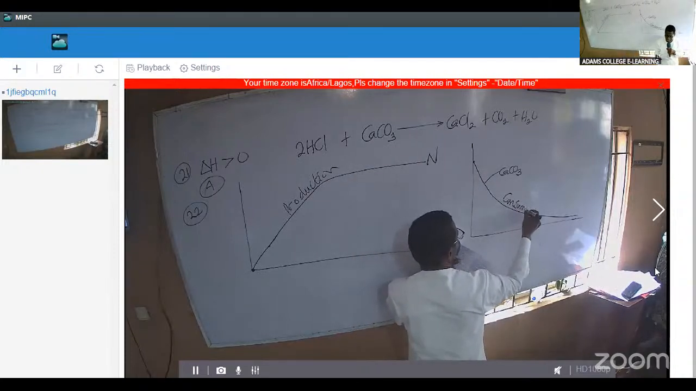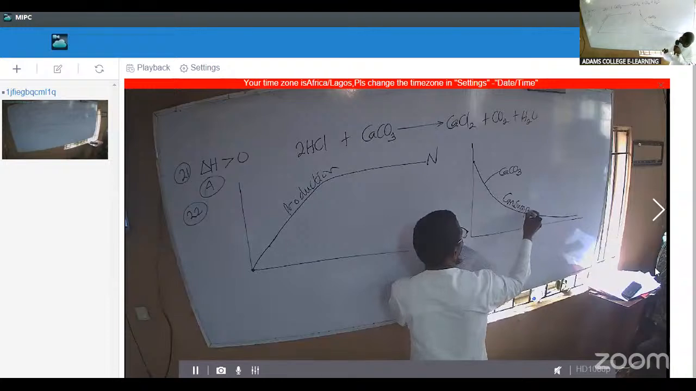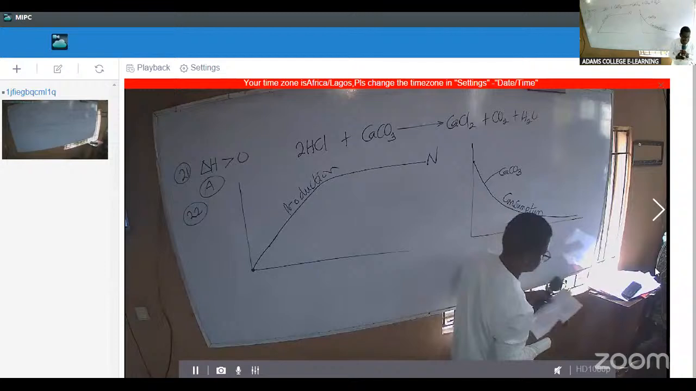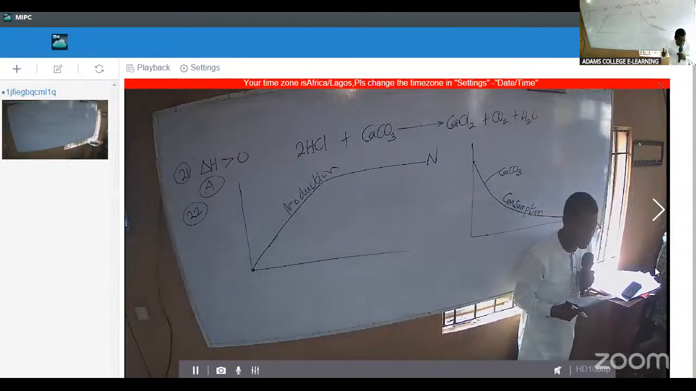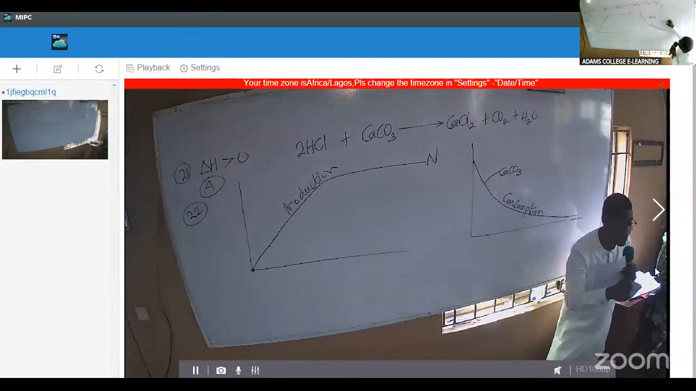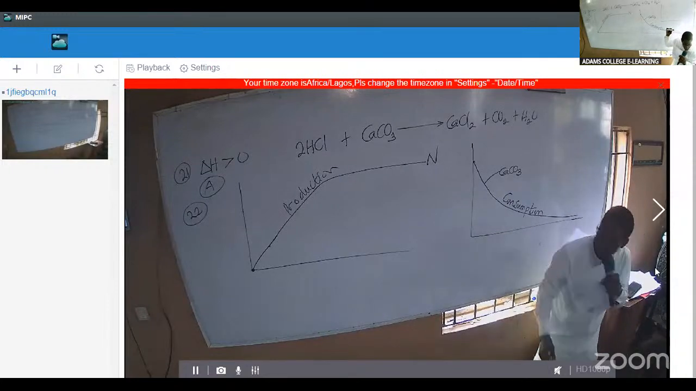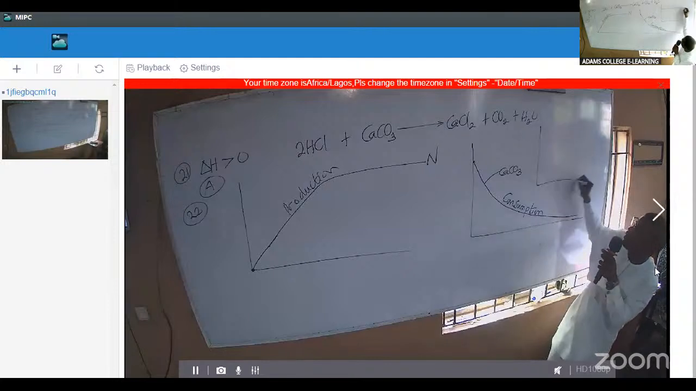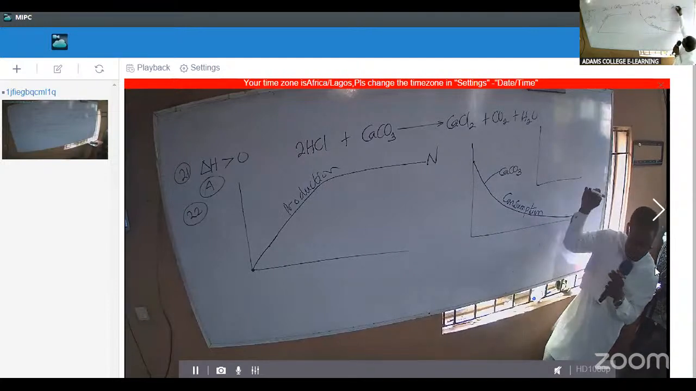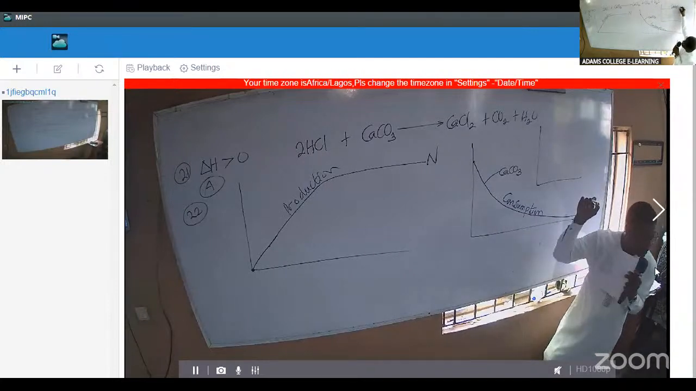So M there is for calcium carbonate, and N there is for what? Mr. Adam, what is the one for L? Nothing. That L can only be the graph of a catalyst, but there is no catalyst there. A catalyst will remain unused. Do you remember? Were you taught that? They will remain unused after the reaction. That's for a catalyst.